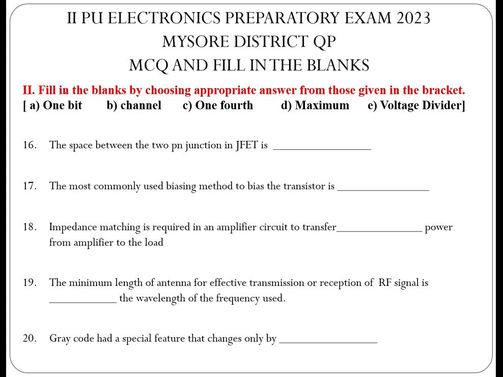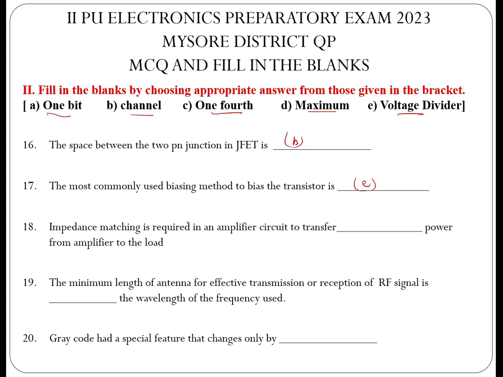So fill in the blanks, check the options once: 1 bit, channel, 1/4, maximum, voltage divider. The space between 2 PN junctions in JFET is called as channel. If you remember, N channel JFET, P channel JFET. The most commonly used biasing method of a transistor is voltage divider. It is a self-biasing, widely used, highly stabilized, all those things.